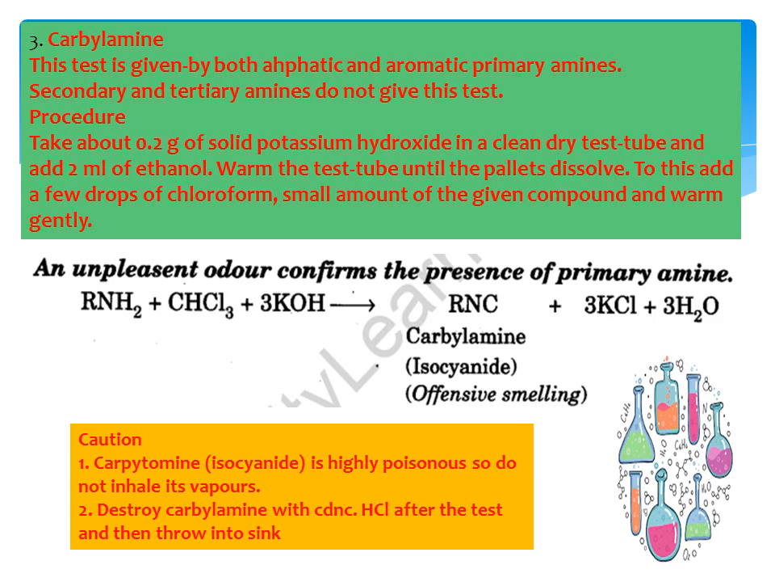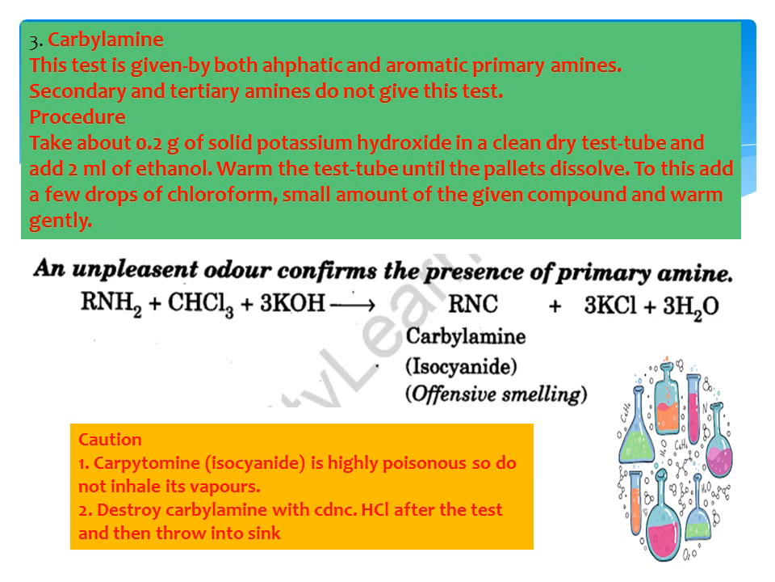So how do you proceed? Take 0.2 gram of potassium hydroxide in a clean dry test tube and add 2 ml of ethanol. Then warm it so that the pellets dissolve. Later on, add a few drops of chloroform, which is CHCl3, and then finally add the compound to be tested and warm it.